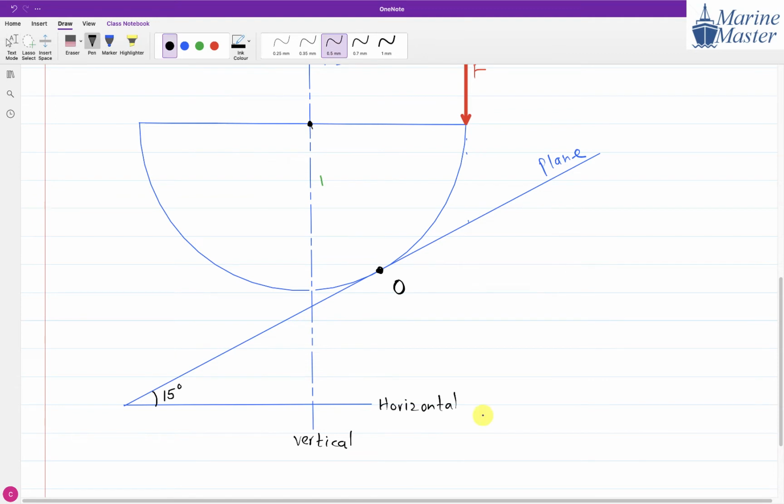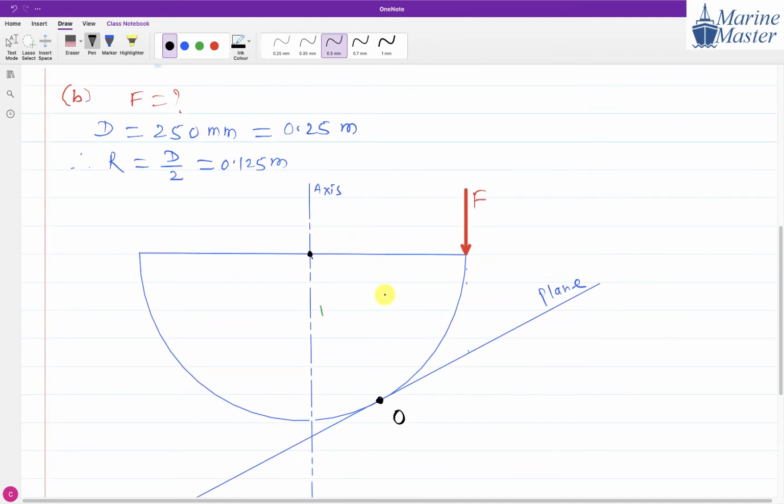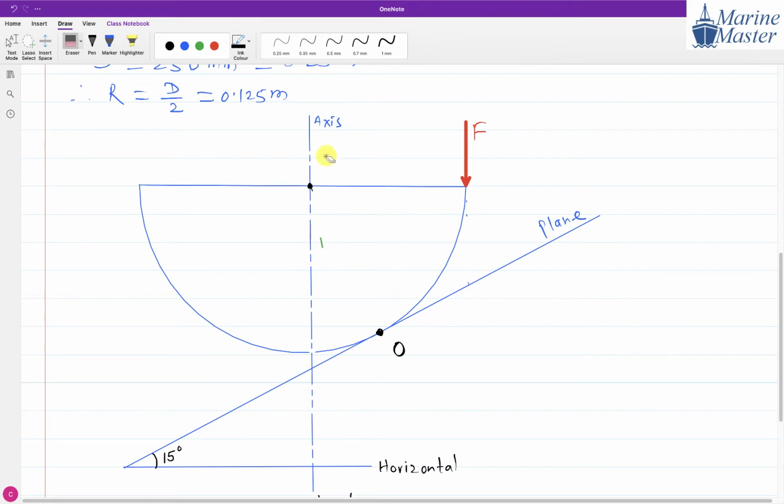Now we will assume this is our hemisphere. Our target is to find out the value of F, so that this axis, the axis of the hemisphere, which is visible to you, is maintained. So our target is to find out the value of F.